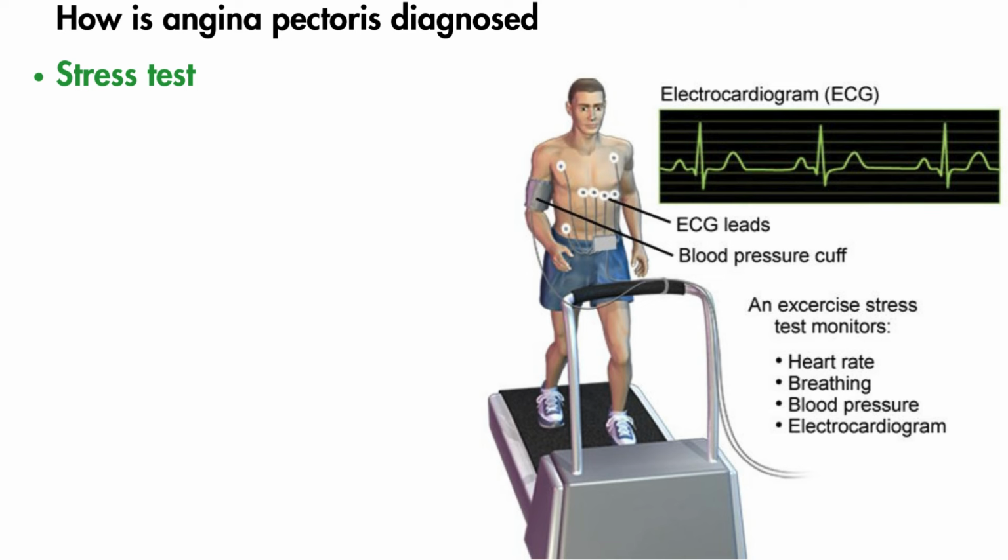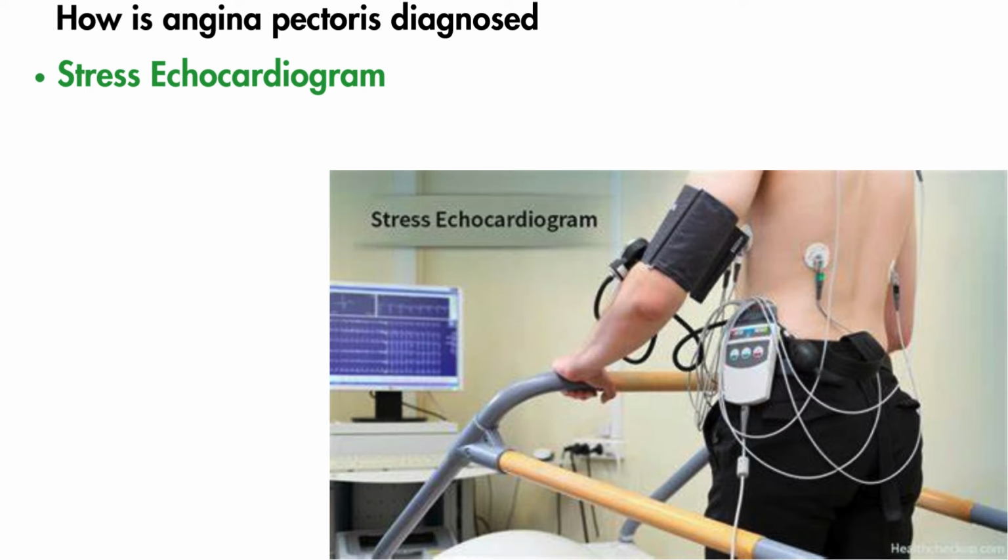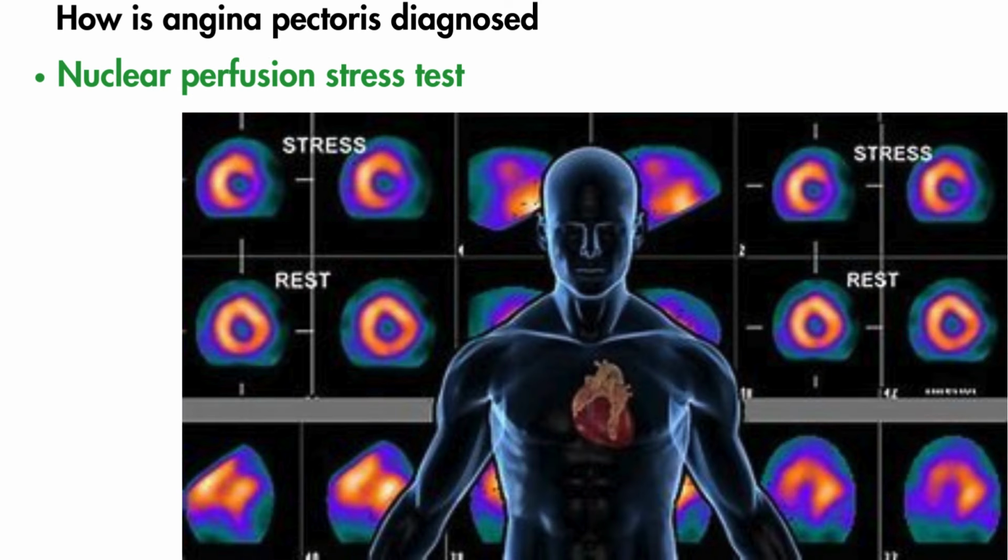A type of stress test uses medicine to stimulate the heart as if a person was exercising. An exercise treadmill test only uses an ECG to evaluate for ischemia. A stress echocardiogram uses an ECG and ultrasound picture of the heart. A nuclear perfusion stress test uses an ECG and a radioactive tracer detected by a nuclear camera.